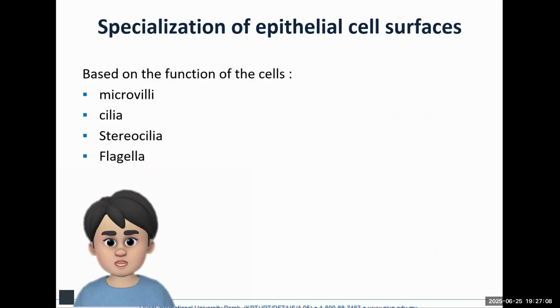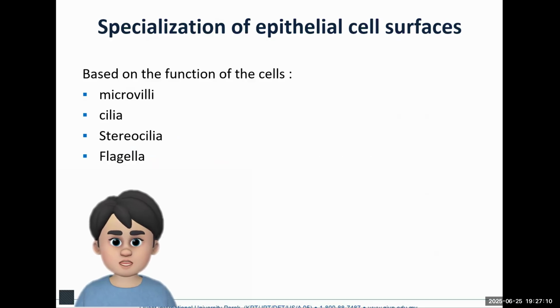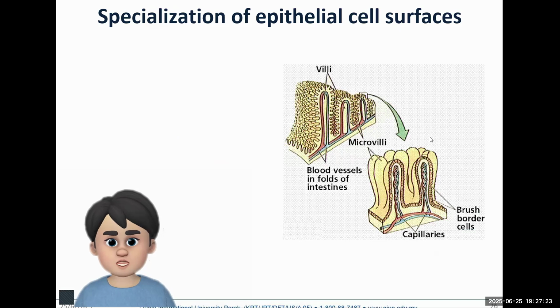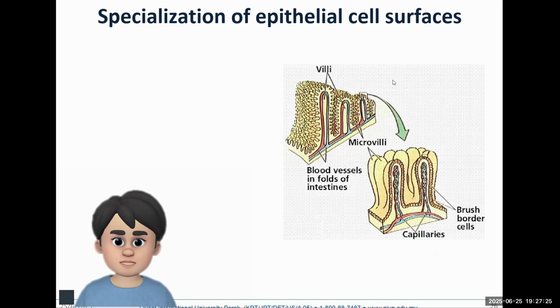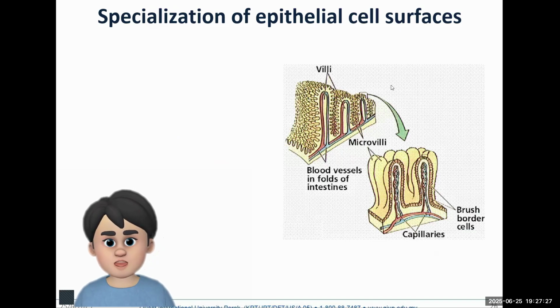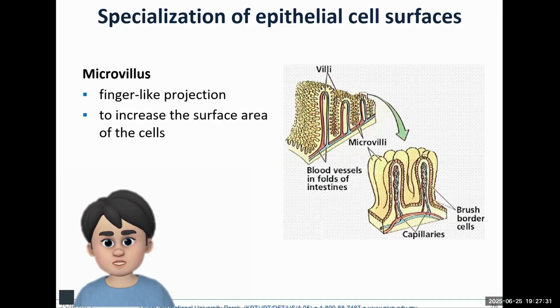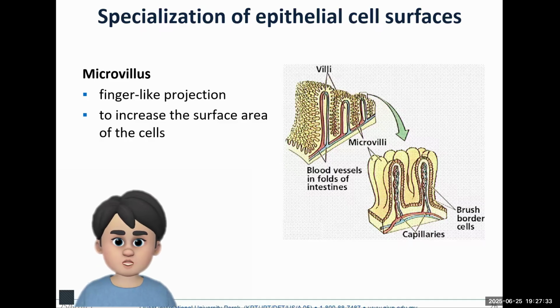So microvilli, cilia, stereocilia, flagella, right? You have to know what is microvilli, what is cilia, what is stereocilia and flagella. Special cell surface: villi. You might have done these things for your O-level exam as well. In O-level also we are doing this. Microvillus: finger-like projection to increase the surface area of the cells.